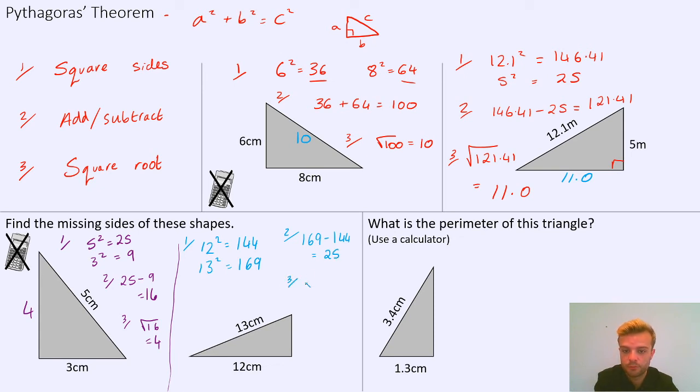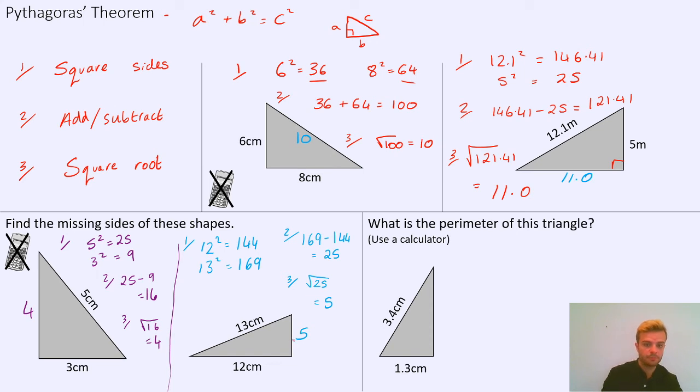And finally, we're going to square root that answer. So the square root of 25 is 5. And just like last time, does the answer make sense? Yes, it does. It's a small number, but it's not ridiculously small. And it is the smallest side that we can see on this triangle, so it's going to be smaller than the 12, so the 5 does make sense.